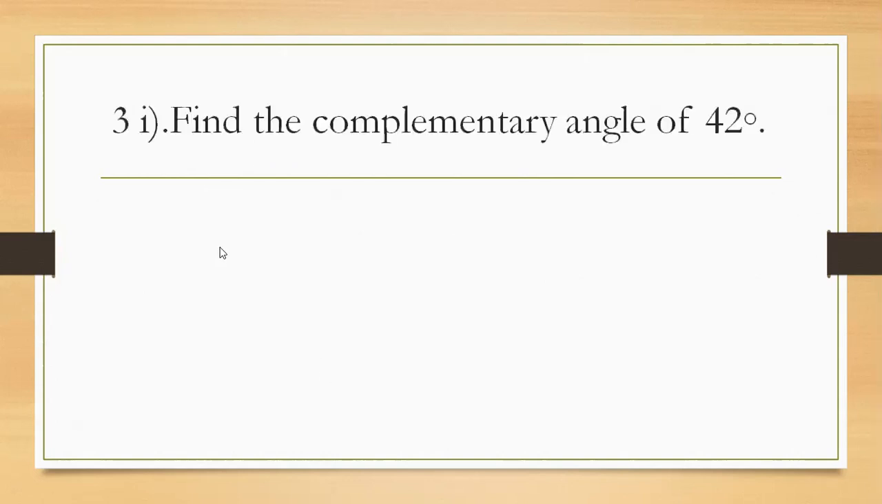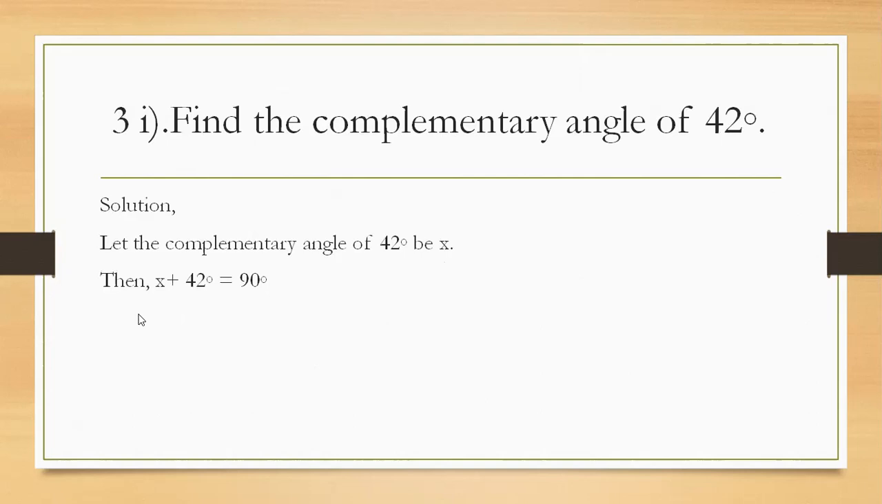And now look here, find the complementary angle of 42 degrees. When you find the complementary angle, we have to subtract from 90 degrees. First, suppose the missing angle is x. These two are complementary angles, so the sum will be 90. When 42 is subtracted from 90, you will get x value 48 degrees. 48 degrees is the complementary angle of 42 degrees.